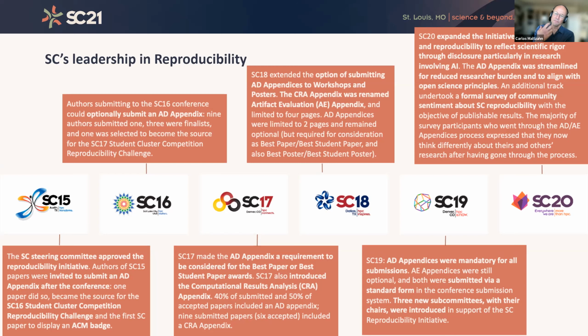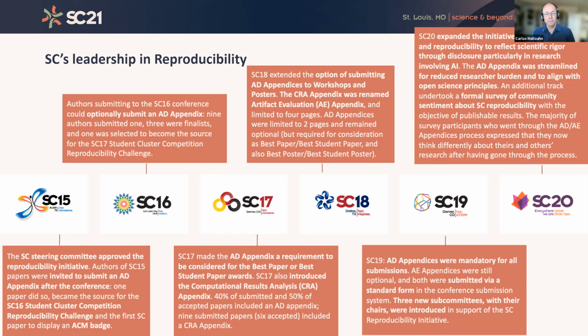In SC20, you see even more progress, where the reproducibility initiative was extended to also focus on transparency, especially for research involving AI, and further streamlining of the artifact description appendix. And then there was a formal survey among the community to see what people think about SC reproducibility. One of the major results was that transparency was very important, possibly more important than reproducibility by itself. And I think that's very important, right? It's a very important goal of reproducibility to actually create greater transparency, just like Michaela also said at the beginning of our session.